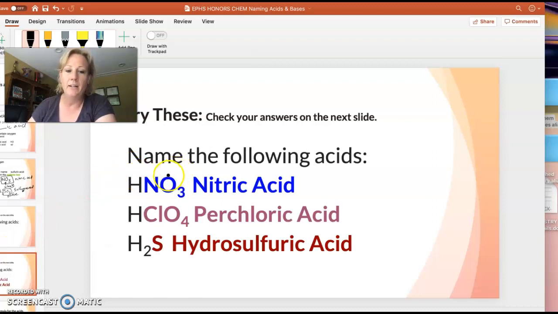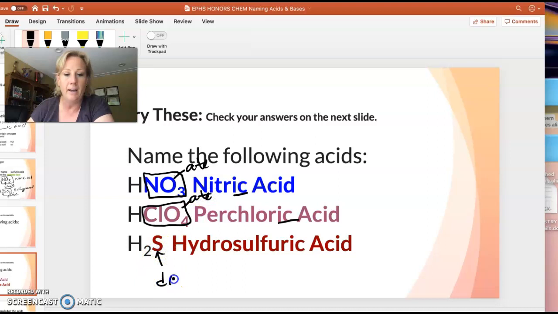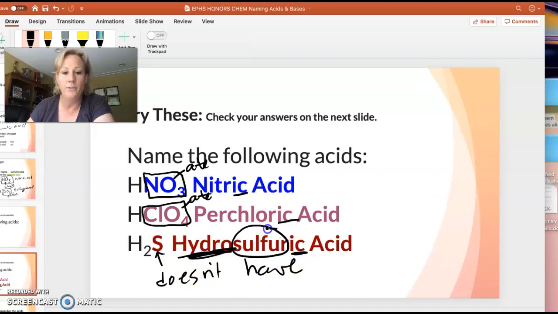And then this slide is the answers. Again, this was nitrate, so it became nitric. Notice I don't have any hydro in these, even though they have hydrogen. We only use hydro when it's an acid that doesn't have a polyatomic ion. It doesn't have oxygen. This is chlorate, perchlorate, so that's why it becomes perchloric. So these are ics because these were ates. And then this one here does not have oxygen, so this is the one where you get to use that hydro and the ic. And then this part is just going to be whatever anion this is.